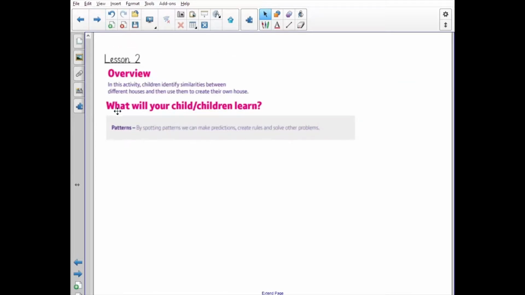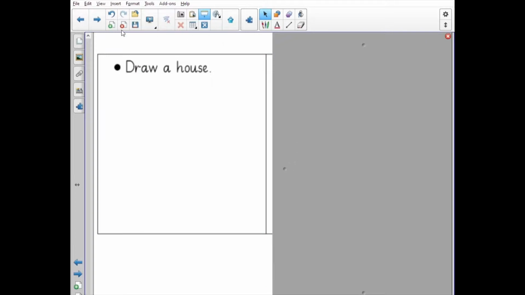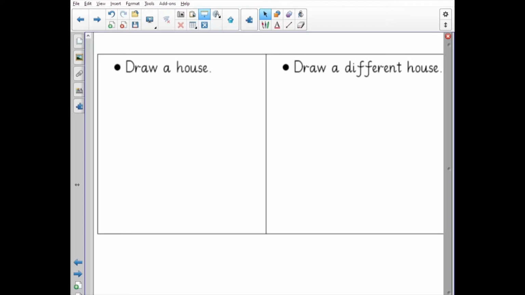Find this now in your pack, lesson 2, and we're going to have a look at some similarities and differences again, but this time you're going to draw the pictures. I'd like you, please, to draw a house. When you finish drawing the house, carry on with the rest of the video. And I'd like you to draw a different house now in the box just here.